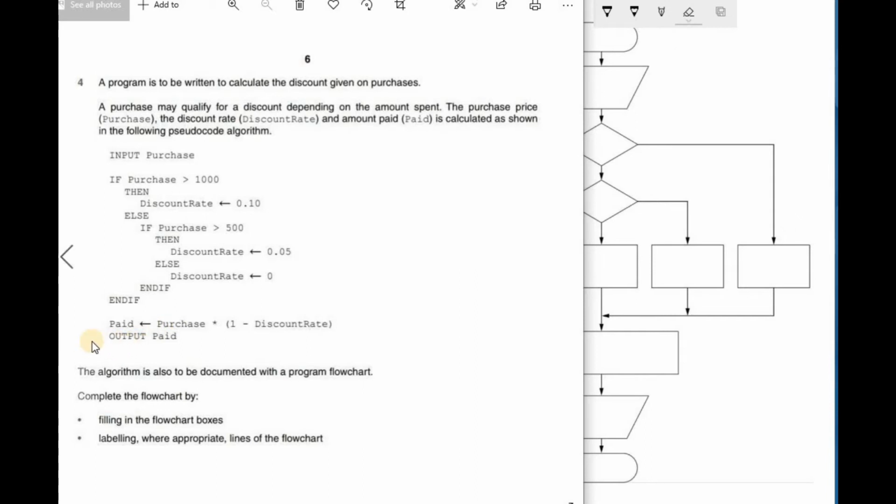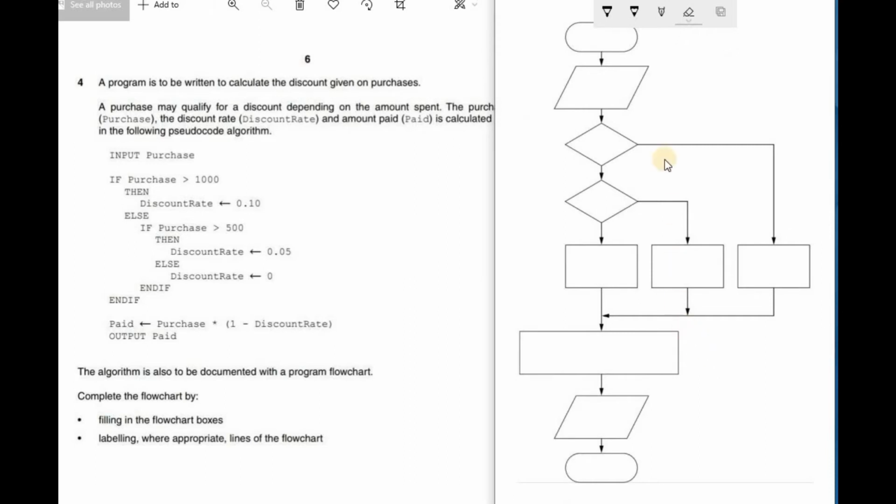And then after this, output paid, the amount which has been paid by the customer, is being displayed. Right? This is how this algorithm is working. Now after seeing this algorithm, this flowchart is to be filled.